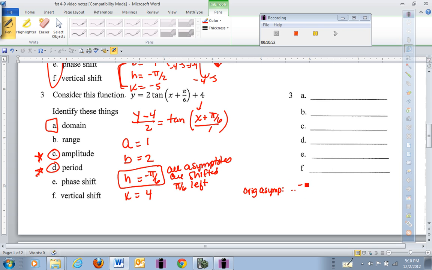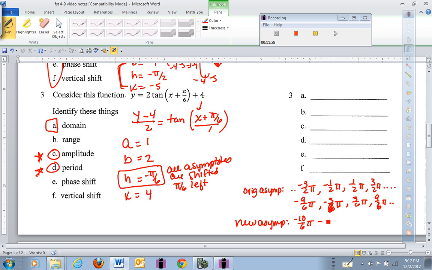they're going to be at negative 3/2 pi, negative 1/2 pi, 1/2 pi, 3/2 pi, and so on. Okay? Now, that means this is negative 9/6 pi, this is negative 3/6 pi, this would be 3/6 pi, this would be 9/6 pi, and so on, if I want to look at them as sixths. If I take my function here and I subtract 1/6 of a pi from each of these, I'll be down to negative 10/6 pi, negative 4/6 pi, 2/6 pi, 8/6 pi, and so on.